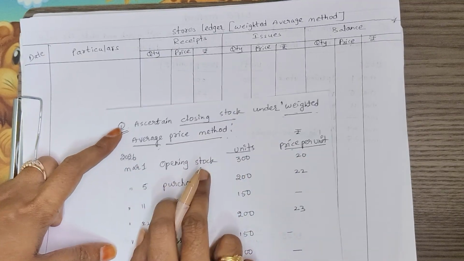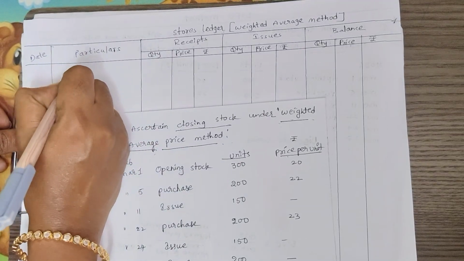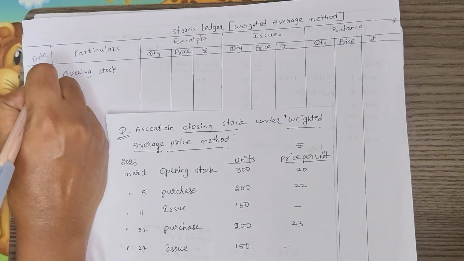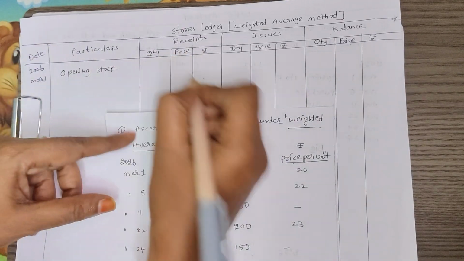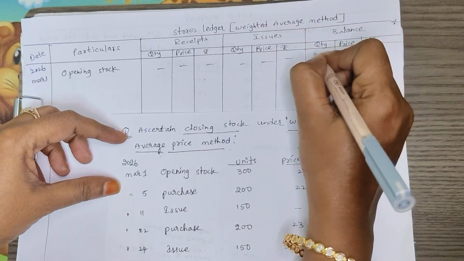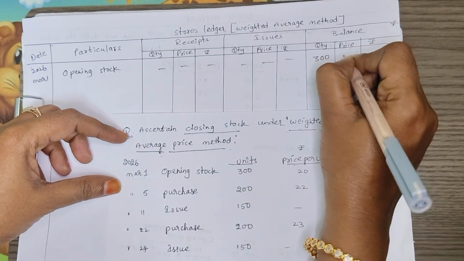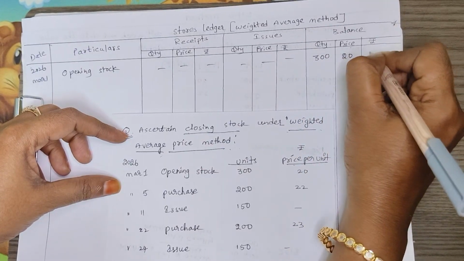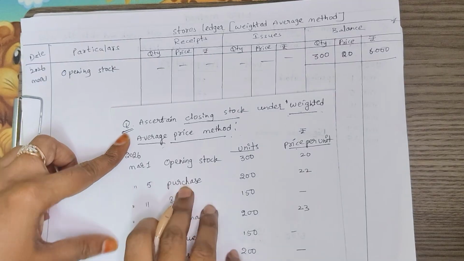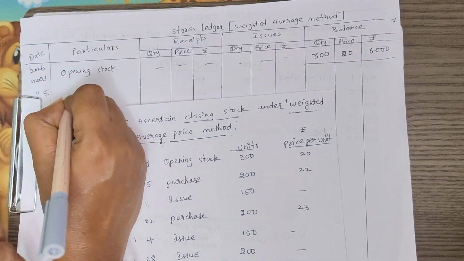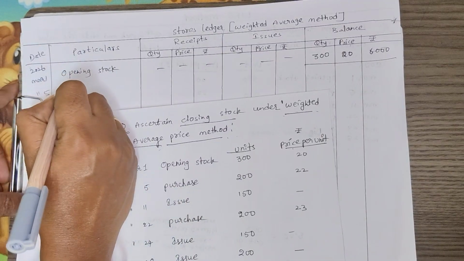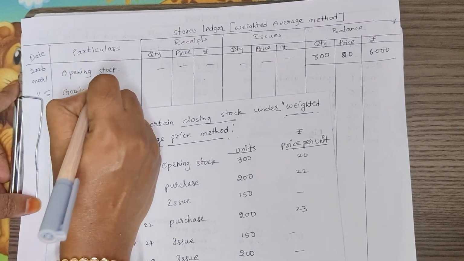Okay, so where should we write this? Under the particulars column, you just need to write opening stock, March 1st, 2026. Okay, so where should we write the opening stock? In the balance column in the stores ledger. 300 at the rate of 20. 300 into 20, how much? 6,000. Close this. Okay, next, 5th March purchase. At the time of purchase, the store will receive goods. So under the particulars column, we should write goods received.